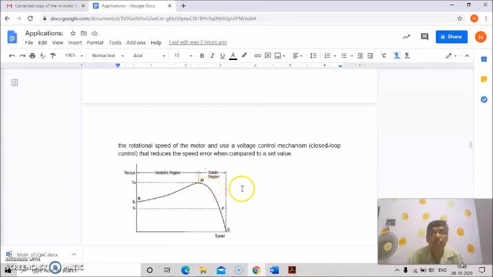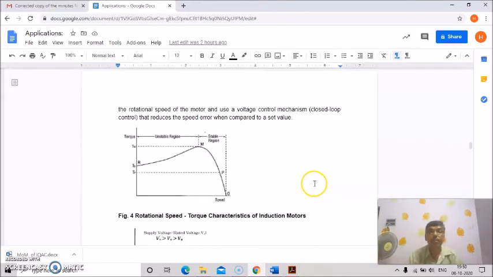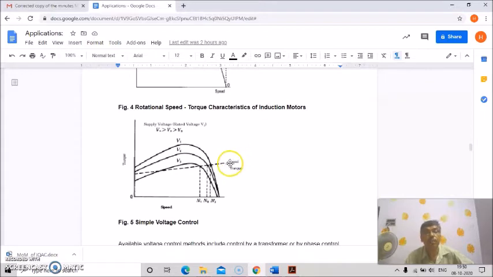Okay, so now to make it possible to operate reliably even in the above mentioned unstable range, it is necessary to detect the rotational speed of the motor and use a voltage control mechanism called closed loop control that reduces the speed error when compared to a set value. So that is actually shown here. So this is the simple voltage control method.